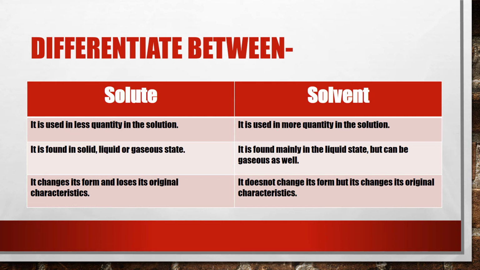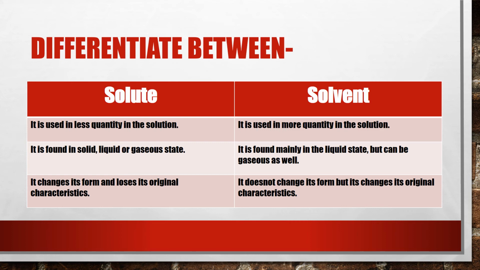The first is, differentiate between solute and solvent. We have already discussed that solute is used in less quantity, whereas solvent is used in more quantity. Solute can be in the form of solid, liquid or gas, whereas solvent is mainly in liquid state, but it can be gaseous as well. Solute changes its form and loses its original characteristic, like when we add sugar in the water, the sugar particles get dissolved, they are no more visible, so their original character gets lost.